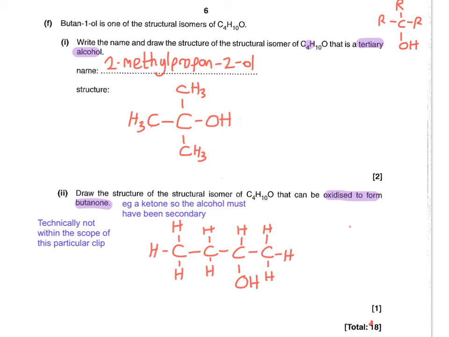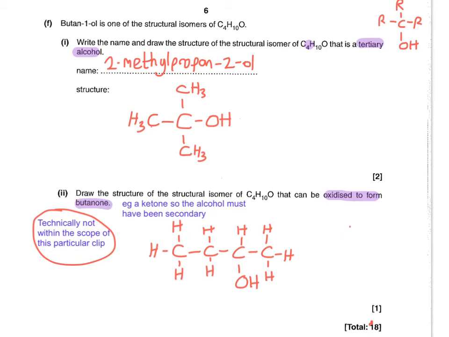And again, the final bit, it says it's technically not within the scope of this particular clip, for the same reason that that part of the previous screen also is technically not within the scope of this particular clip, but I'm doing it anyway, just in case you're having a look at this as a review after you've had your teaching on oxidation of alcohols. So if it's oxidized to form butanone, that's a ketone, so the alcohol must have been secondary in its structure. So I started off by drawing my 4-carbon chain with the hydroxyl group in a secondary position. Then I could add the hydrogens in to make up my structure.